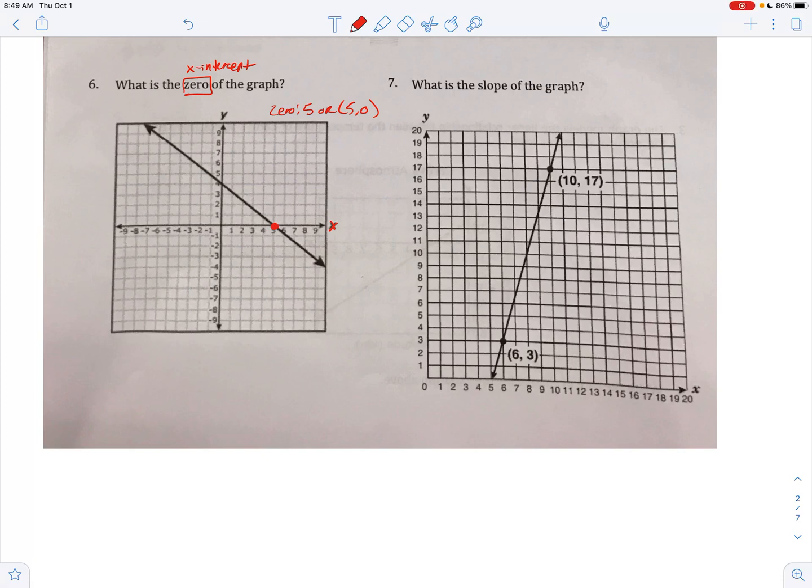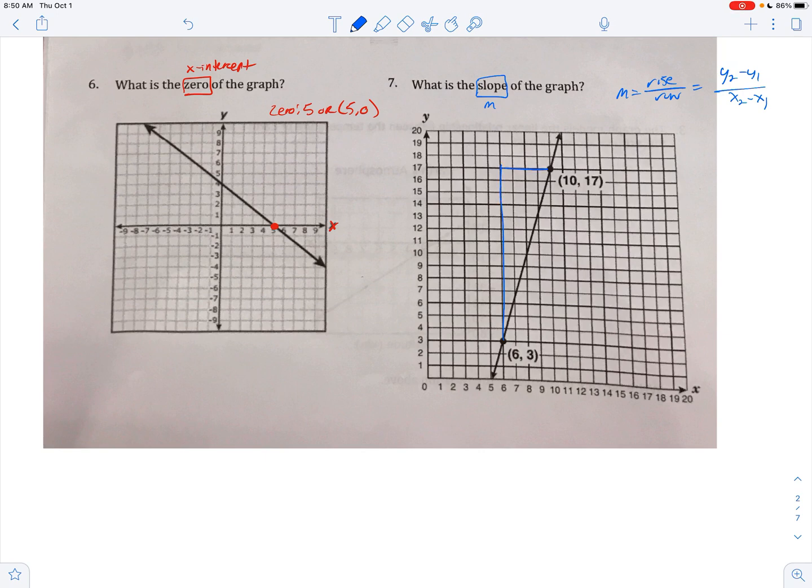All right, here's the next part. For number 7, it says, what is the slope? Remember, slope is also known as M, and we determine it by rise over run, or we use y2 minus y1 over x2 minus x1.